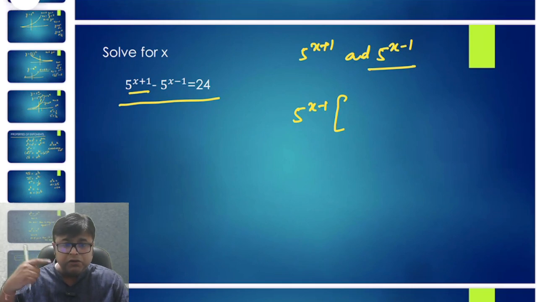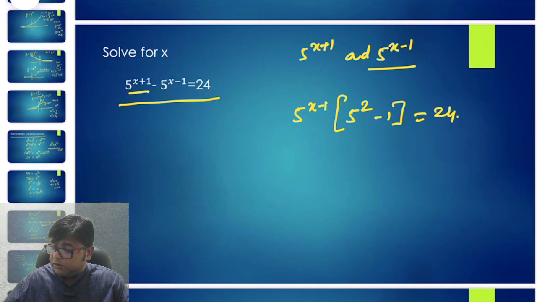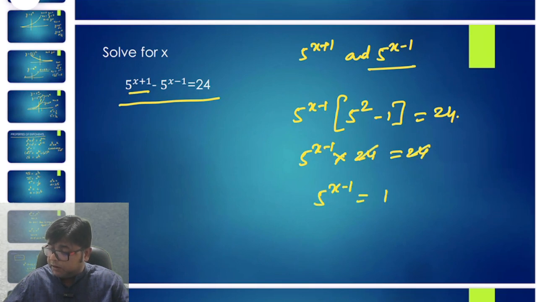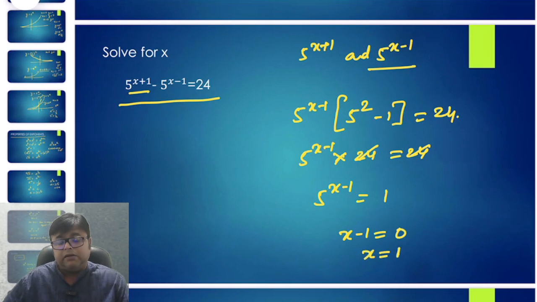I need to think, what should I add to x minus 1 so that it becomes x plus 1? Automatically it will come to me in my head, that will be 2. So I'm left with 5 squared minus 1, equal to 24. So this gives me 5 to the power x minus 1 into 24 equal to 24, and this cancels. Now 5 to the power x minus 1 is 1, and that is only possible when x minus 1 is 0. So x is 1.